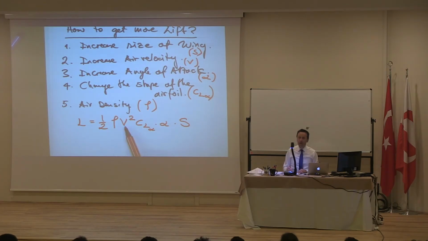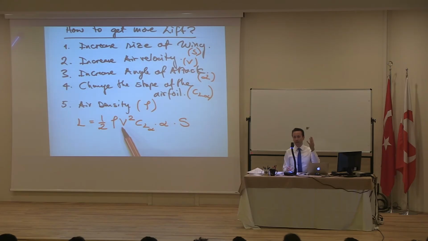Density. Square of the velocity. So the velocity makes a big difference. If you go twice the speed, you will get 4 times the lift. CL alpha is a constant. Okay? Alpha, angle of attack, S, surface of airplane, of the wing. So if you want to get more lift, you need to increase one of these. Okay? There's no other way.